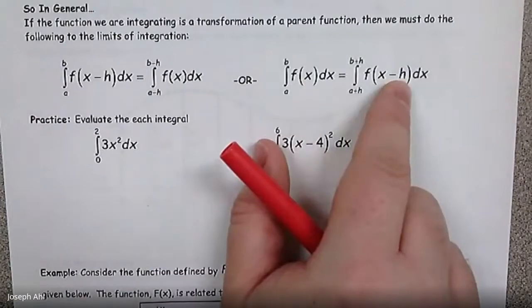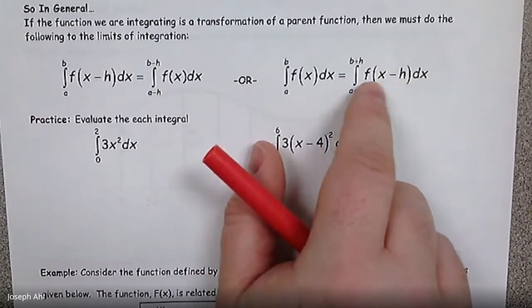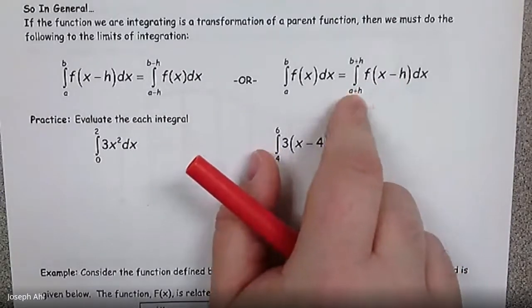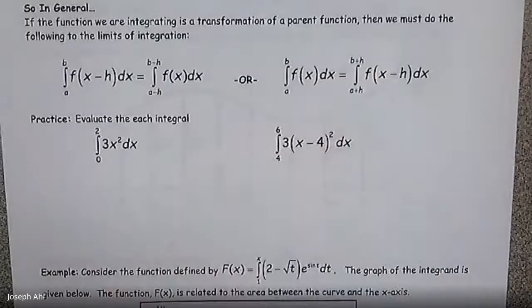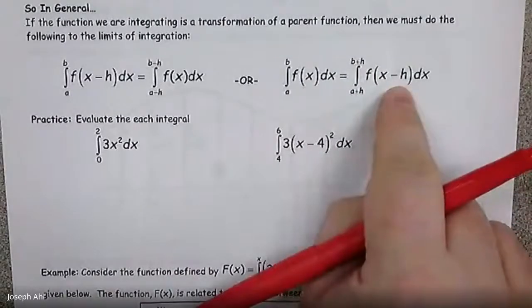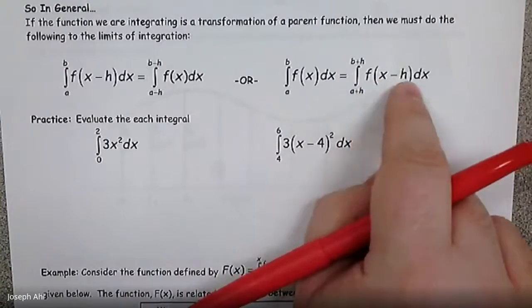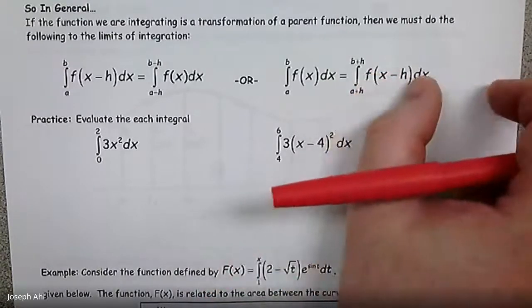Or if you have a function f of x, and you're integrating from a to b, and you want to figure out what would be the integral for some transformation f of x minus h, notice how the bounds become a plus h and b plus h. We know in general that for f of x minus h, let's say if it was f of x minus 2, that's going to shift 2 to the right.